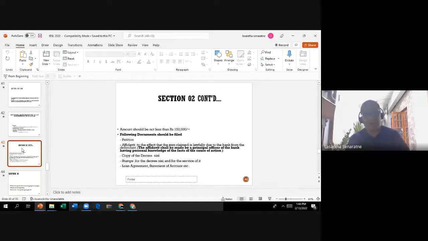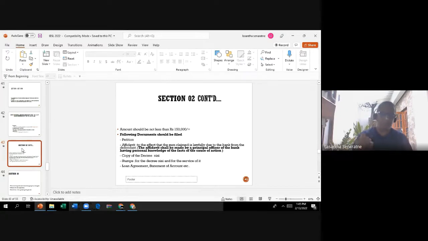Amount should be not less than 150,000. Following documents should be filed. Petition. Now, when you're filing money recovery, we say a plaint. Here it's a petition. The term we use for summary procedure is a petition.